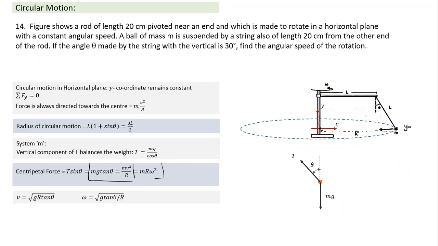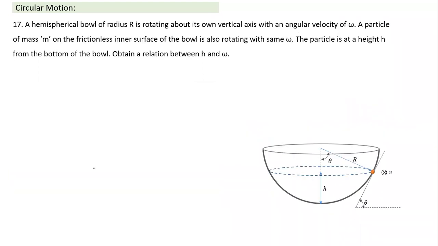Okay, so what is V equal to? Again, root GR tan theta, as long as this is same. Now coming to another variation here, and this perhaps will give you some understanding about what the roads are.